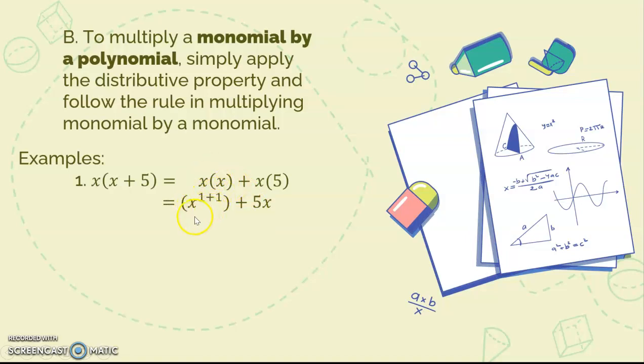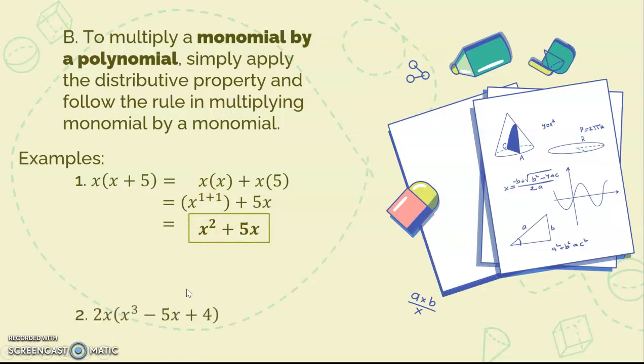So, x times x is copy the variable x and then since there is no exponent, that is understood as 1. So, 1 plus 1, and then plus x times 5, since numerical coefficient and literal coefficient, you cannot combine them. So, just write the product of the numerical and the literal. However, the numerical coefficient should be written first. So, that is 5x. So, for our final answer, we have x squared plus 5x.